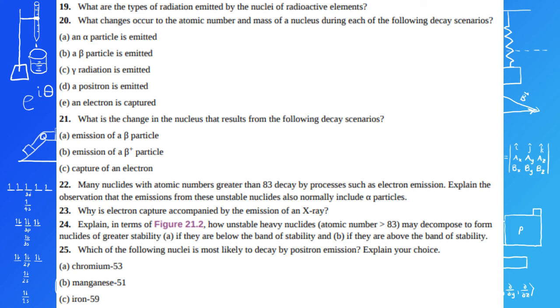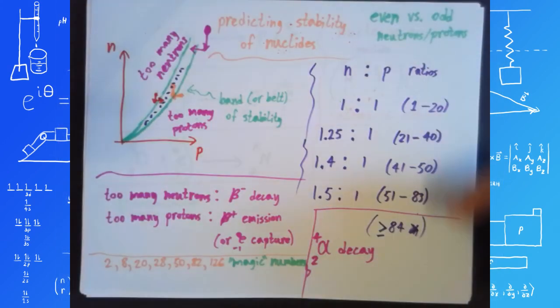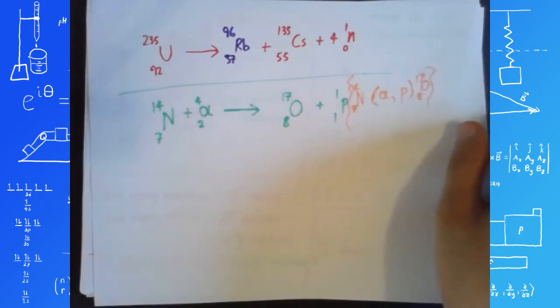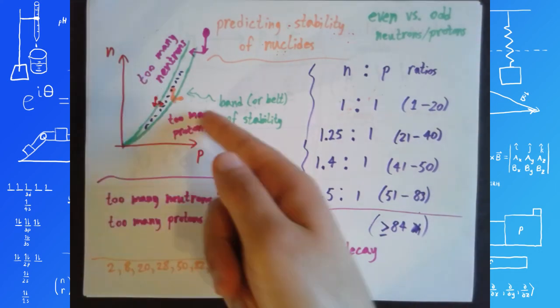25. Which of the following is most likely to decay by positron emission? Explain your choice. It's going to be based on whether it's below the band or above the band. You can figure it out based on neutron to proton ratios and what they should be closest to based on the atomic number. Been there, done that. I went through an example where we used these to predict whether or not it's unstable and whether it had too many neutrons or too many protons. But from there, the rest is easy because you already know where to go.